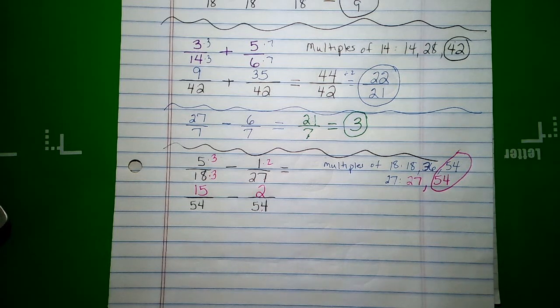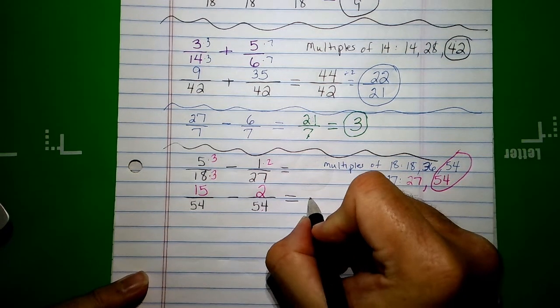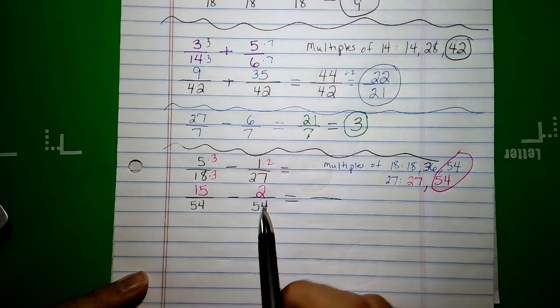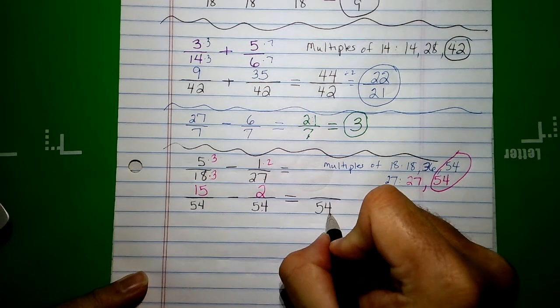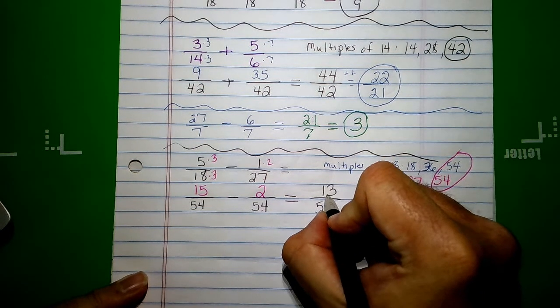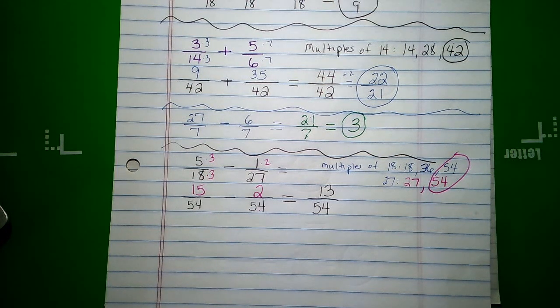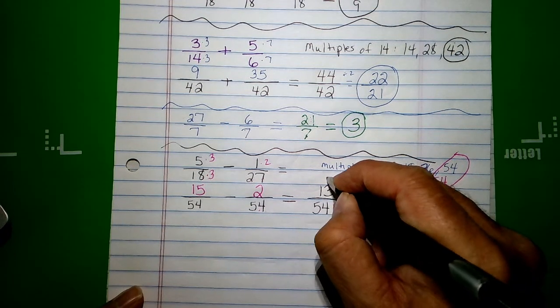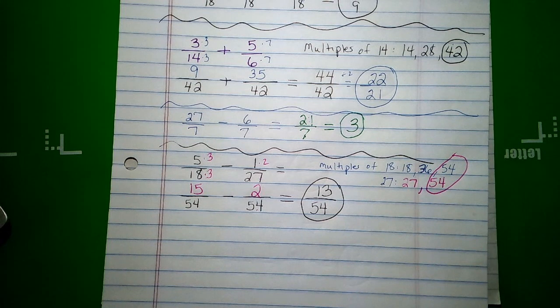Are we going to get one that we have to reduce here? Let's see. Write down the 54. Then 15 minus 2 is 13. Does 13 divide evenly into 54? Well, no. Okay. So we leave it as 13 over 54. When you're adding and subtracting fractions, you've got to have that common denominator. Now, how does that differ when multiplying fractions?